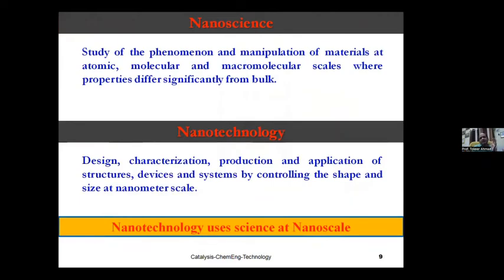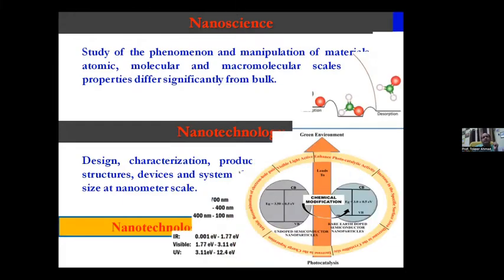In this slide, a very basic slide, which shows the meaning of nanoscience and nanotechnology. Basically, nanoscience deals with the fabrication of materials, characterization or the proper measurement of the properties of nanomaterials, which is significantly different from bulk materials. Whereas nanotechnology deals with the production or application of nanomaterials in terms of devices and systems by controlling their shape and size at the nanometric scale. So basically, nanotechnology uses science at the nano scale.